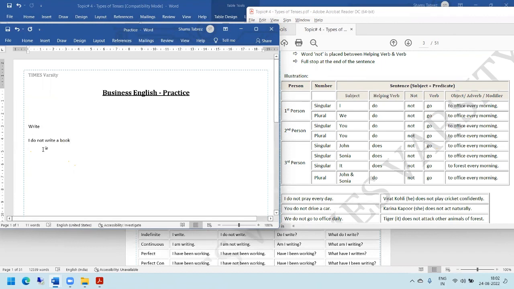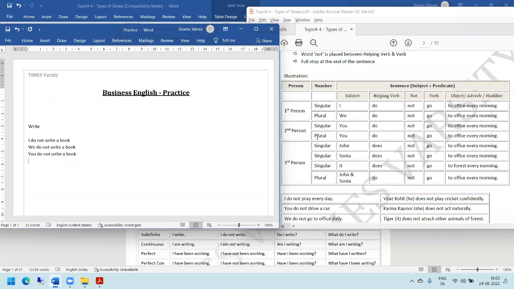Now, next, use we. We do not write a book. Next, you do not write a book. You do not write a book. Next, John does not write a book.